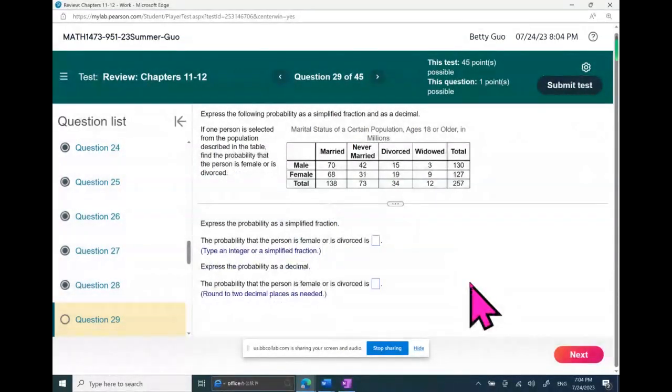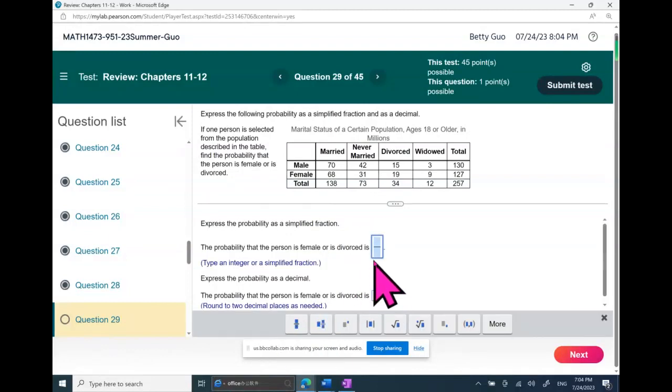Question number 29. We are looking for the probability that the person is female or is divorced. This time the two events are not mutually exclusive. Total number of the people, 257 million, so that is the denominator. Numerator, this time we are going to have 3 numbers. The first number is the number of the subjects who are female. How many female? 127.